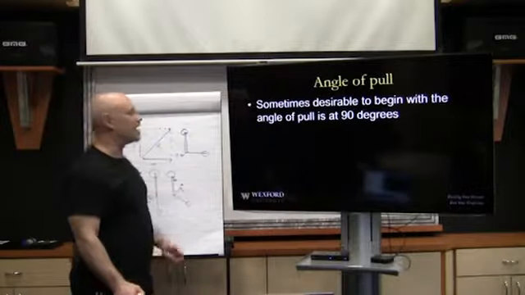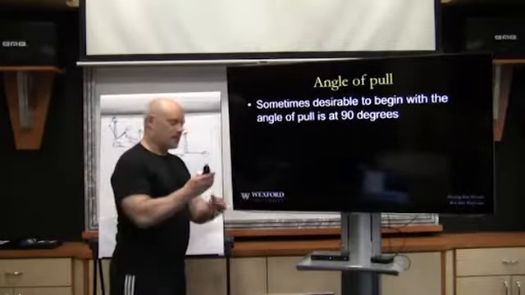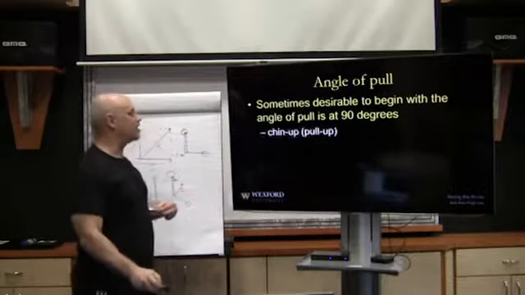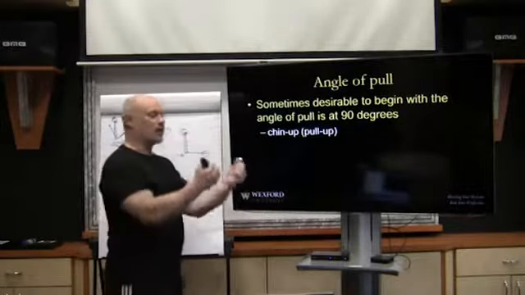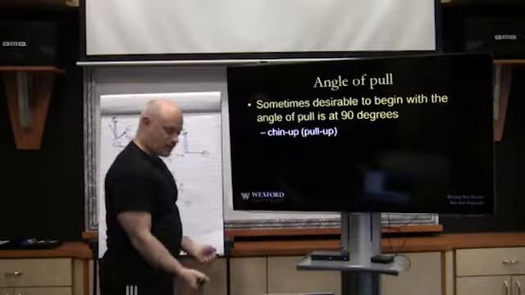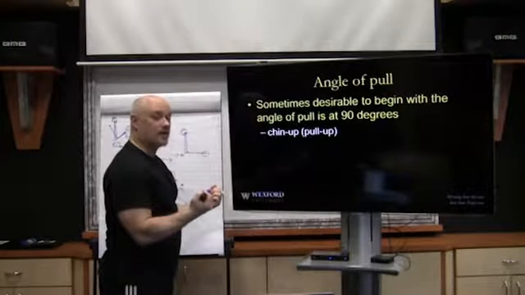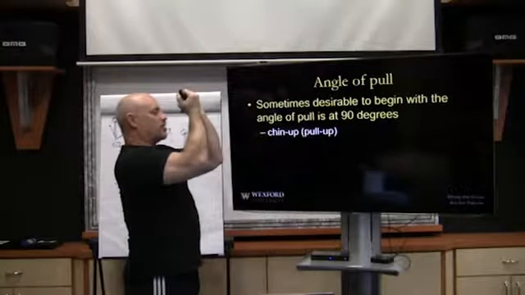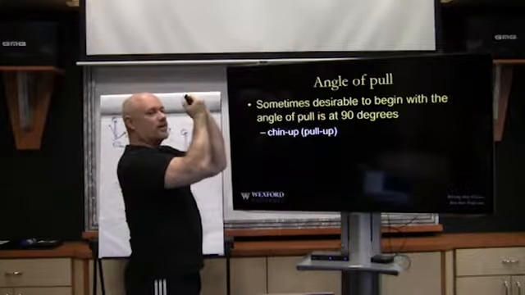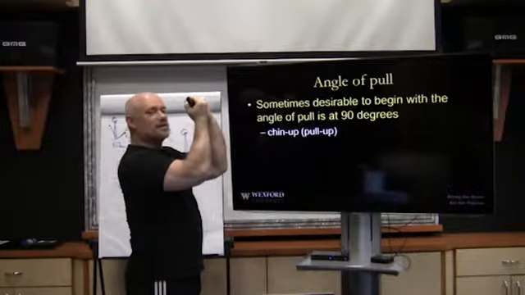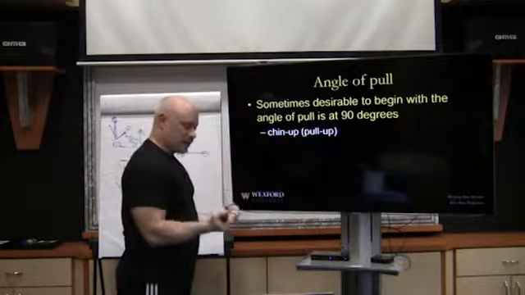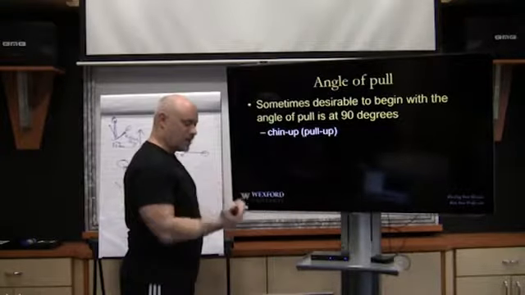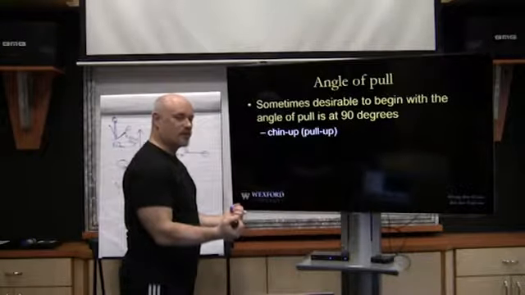Sometimes it's desirable to begin with the angle of pull at about 90 degrees. If we look at that, what does that mean? Like when we do a chin up. If we're doing elbow flexion, if we're hanging there this way, that's where the muscle is producing the greatest amount of force. And you've seen people do partial movements in the gym. They do bicep curls from here to here, then they do full range. But at that point is where the muscle is exerting the greatest amount of force.